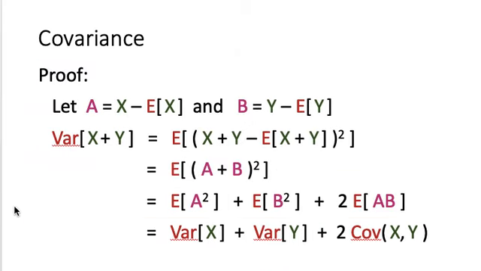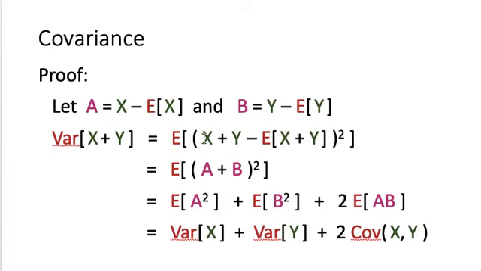For convenience, let us define two terms, A and B. A is X minus E[X] and B is Y minus E[Y]. Now we compute variance of X plus Y using the first definition. It is equal to the expected value of the random variable X plus Y minus the expected value of this random variable, this term squared.